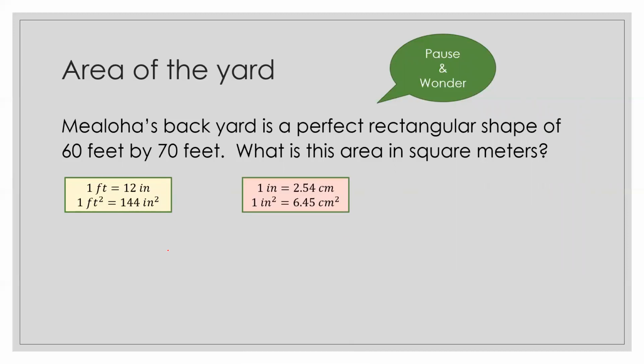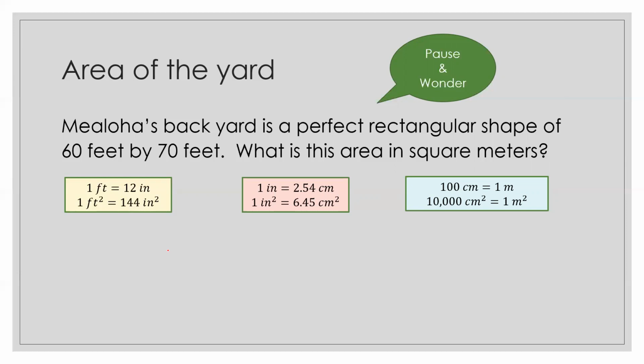We know that 1 inch is 2.54 centimeters. So if you square both sides, you'll have 1 square inch is 6.45 square centimeters. Okay, so now you're in centimeters. You need to get to meters, right? So what do we know about centimeters and meters? One meter is 100 centimeters. So if you square both sides, you would say that 1 square meter is 10,000 square centimeters. Okay, that's a lot of tiny little square centimeters inside that 1 square meter.